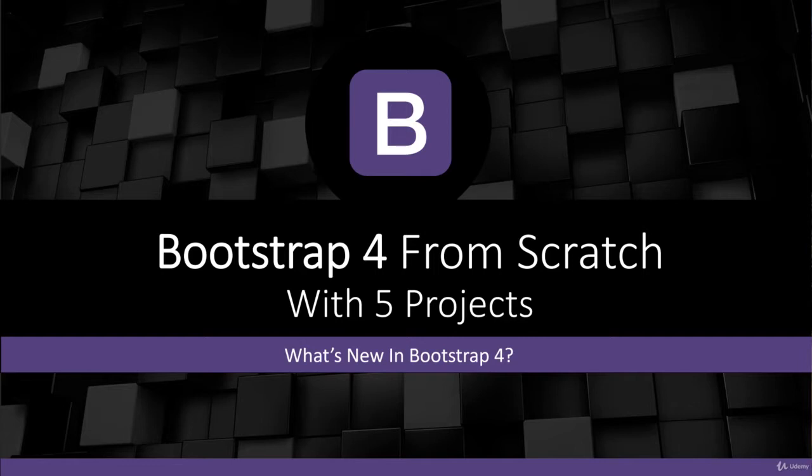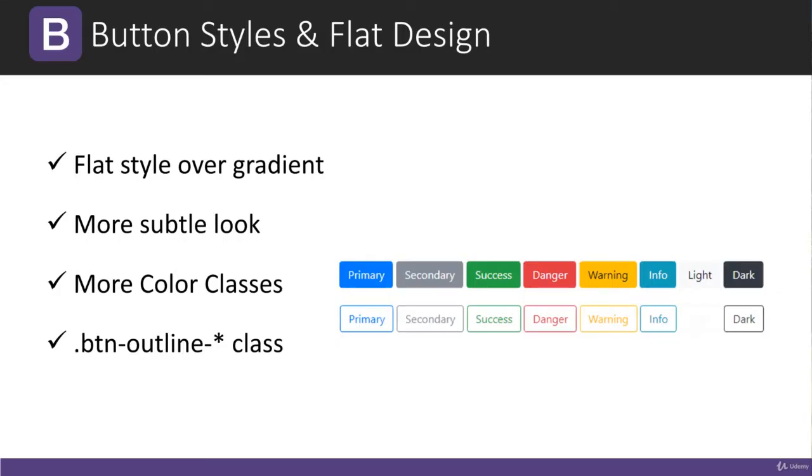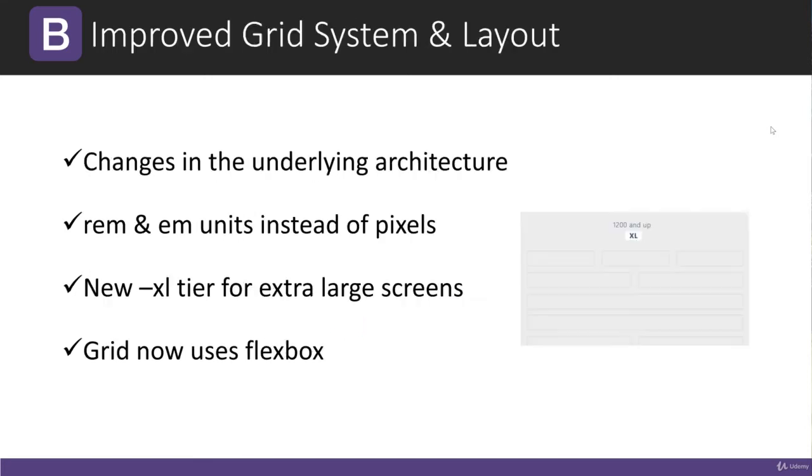In this video, we're going to just look at some of the changes from Bootstrap 3 to version 4. As far as design, Bootstrap 4 has a much more flat look as opposed to the gradients that version 3 used. Flat design seems to have become more popular in the past few years. It has a more subtle and clean look. We also have extra color classes like the light and dark class, as well as these outlined buttons here. So basically a white background with the colored text and border.